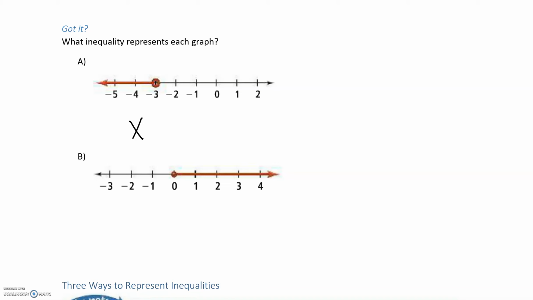Okay. Let's go ahead and try your got it problems. For this one, we have x and -3. We have an open dot. We've got it pointing to the negative direction, so it's less than. And we've got x and 0. It's pointing positive, and it's got a closed dot. So you've got greater than or equal to.